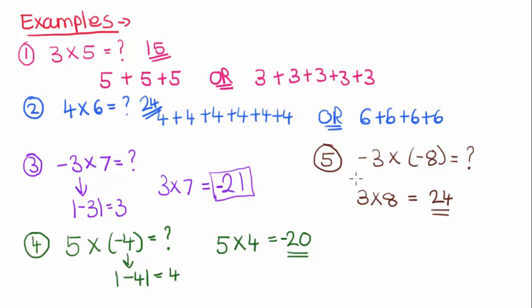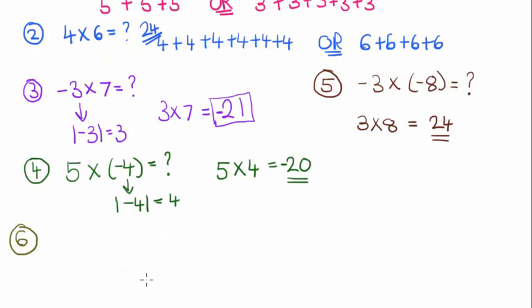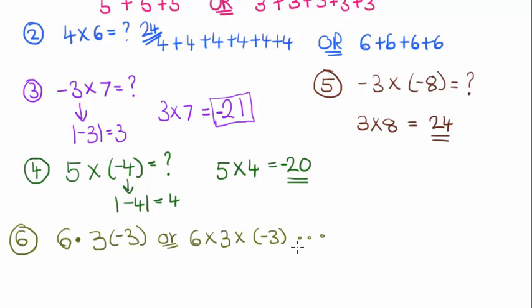Now let's do a couple more sort of harder examples relating to multiplication. Let's say I want to find out what 6 times 3 times negative 3 is. One of the ways I can write this problem is in this way, or in this way, and a couple more different ways. But the way in which you write down the question doesn't really matter because the answer will still be the same. So you might be wondering how you would approach such a problem.